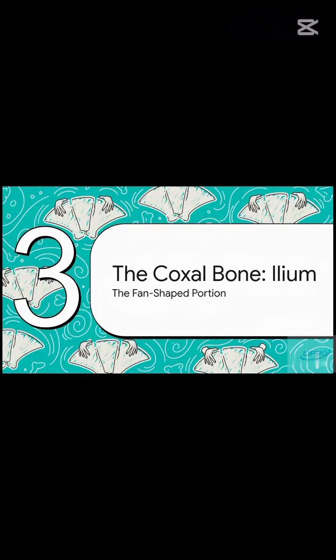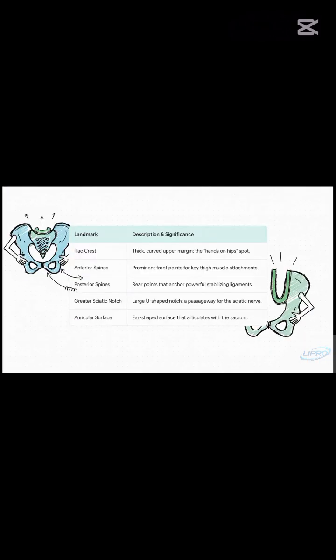Okay, let's break down that hip bone, starting with the first of those three parts we mentioned, the ilium. This is that large, fan-shaped superior part of the hip bone, and you can actually feel this on yourself. When you put your hands on your hips, that bony ridge you feel, that's the top of the ilium, the iliac crest. Now, let's dig into the specific landmarks on the ilium, and these are absolutely crucial to know.